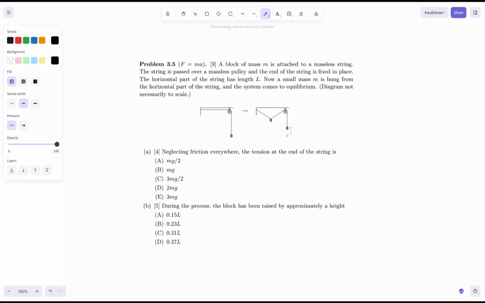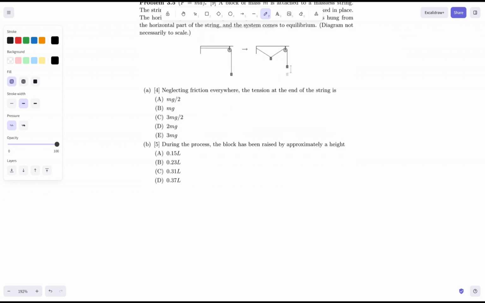A block of mass M is attached to a massless string. The string is passed over a massless pulley, and the end of the string is fixed in place. The horizontal part of the string has a length L. Now, a small mass is hung from the horizontal part of the string, and the system comes to equilibrium. Neglecting friction everywhere, the tension at the end of the string is blank, and during the process, the block has been raised by approximately a height of blank.